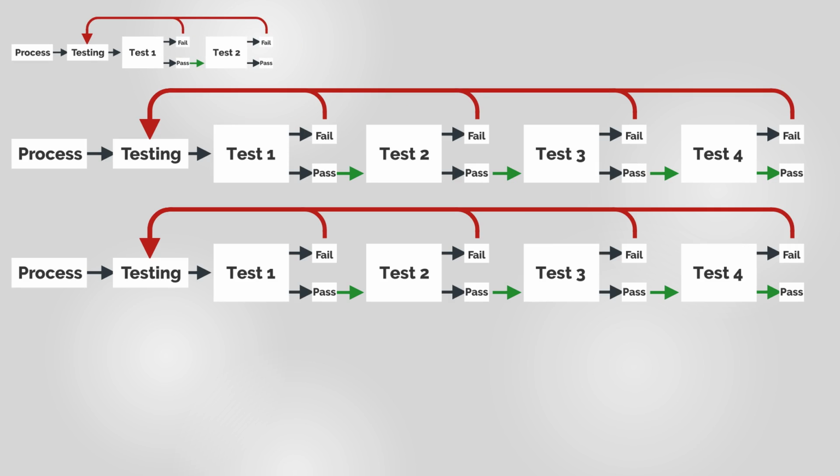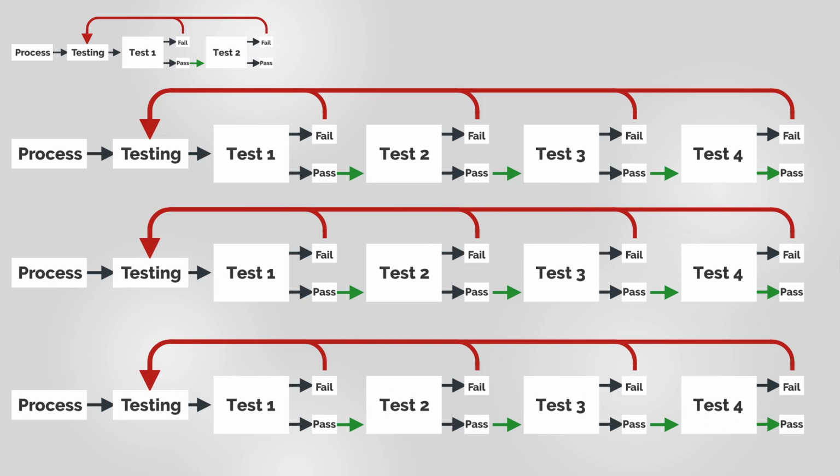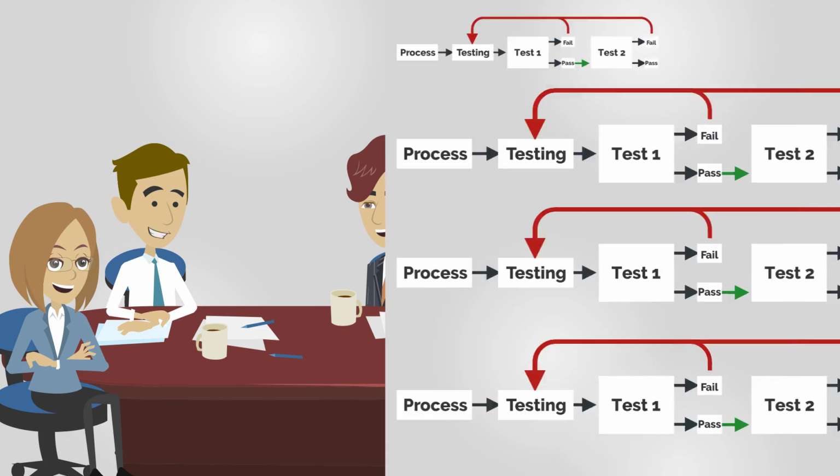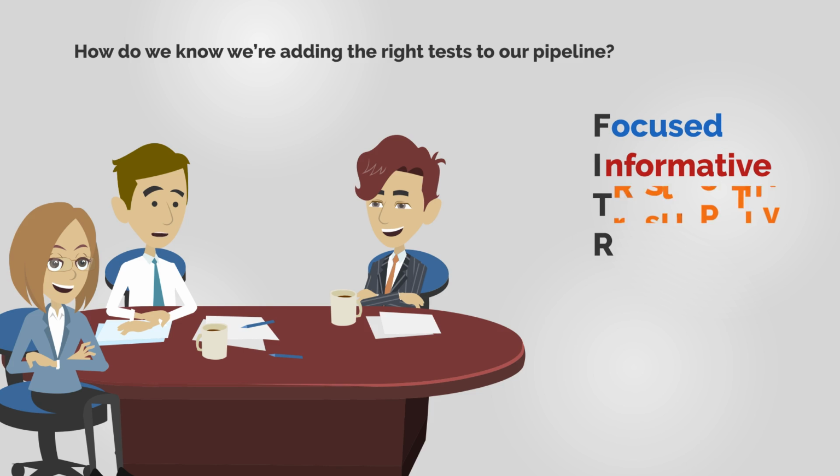If your automated tests are going to be part of a continuous testing environment, then they need to be ready to run anytime on demand. And as we've already discussed, they need to provide fast, accurate, and meaningful feedback. Bytes Dijkstra has also come up with a great acronym for reminding us about the qualities to look for when determining if your automated tests are fit for continuous testing, and that's FITR. It stands for Focused, Informative, Trustworthy, and Repeatable.